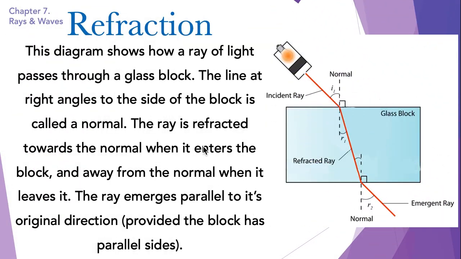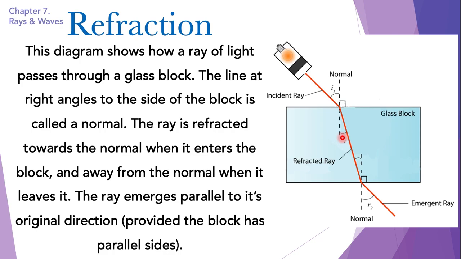So here is what we're talking about. This diagram shows how a ray of light passes through a glass block. The line at right angles to the side of the block is called a normal. These are the normals. The ray is refracted towards the normal when it enters the block and away from the normal when it leaves it. The ray emerges parallel to its original direction provided the block has parallel sides. So refraction occurs when this ray from this ray box is passing through a glass block.